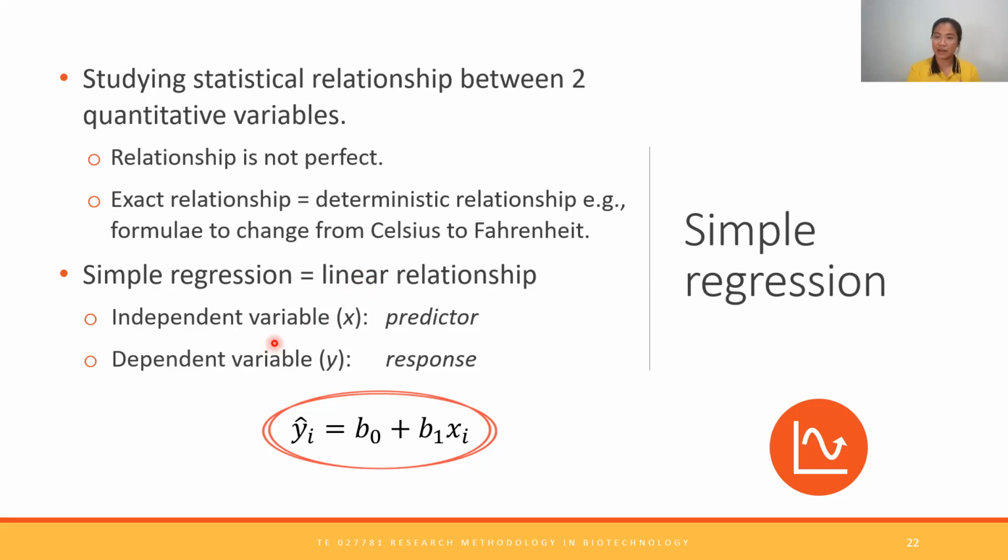The independent variable is what we call the predictor, and the dependent variable is what we call the response in statistics. In relation to the experiment that you do, the independent variable is the variable that you have the fixed values for, and the dependent variable is the response that depends on the value of the predictor.